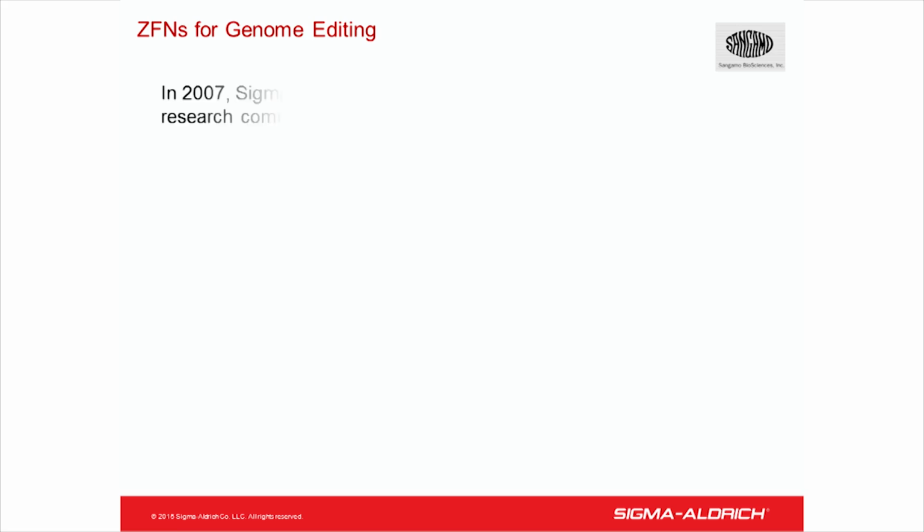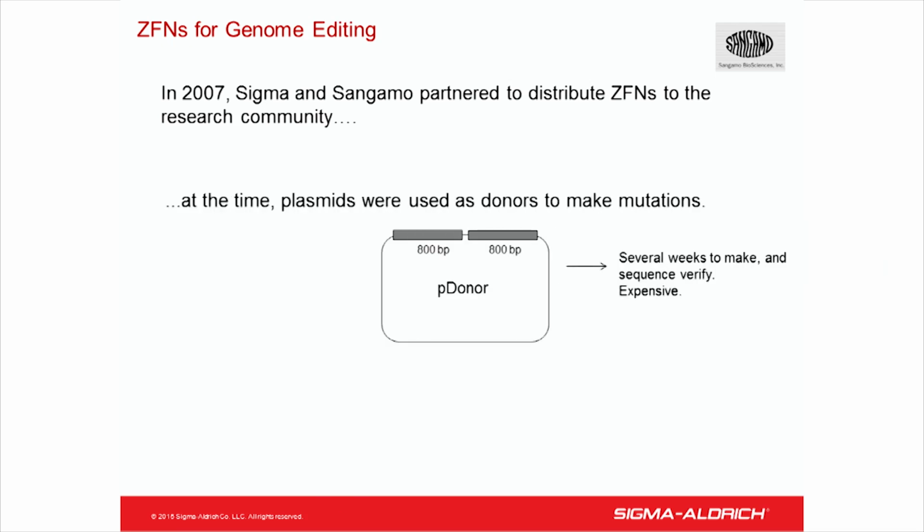So when we brought ZFNs via Sangamo into Sigma in 2007, we set out to distribute those to the research community. We started to learn about how to make donors. This is what donors looked like at the time we got ZFNs at Sigma. You'd have a plasmid that would have 800 base pairs of homology on one side, 800 on the other. This would take several weeks to make, and you'd have to sequence verify it, and it was relatively expensive for every experiment you wanted to do.